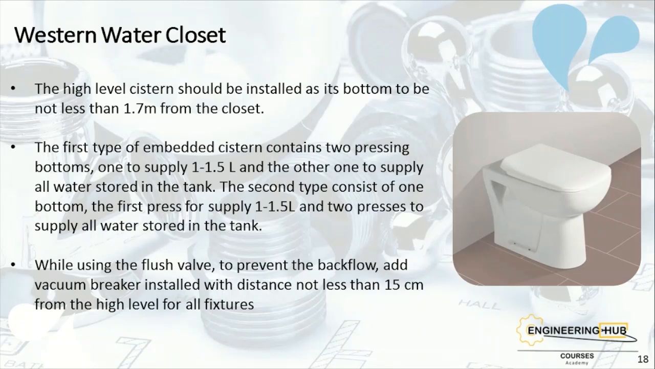In the public areas, we mainly need to use the flush valve to supply water rapidly, so as not to wait for the filling of the tank. Also, we have to add a vacuum breaker to prevent backflow, and it should be installed at a distance of not less than 15 cm from the high level of the fixture.